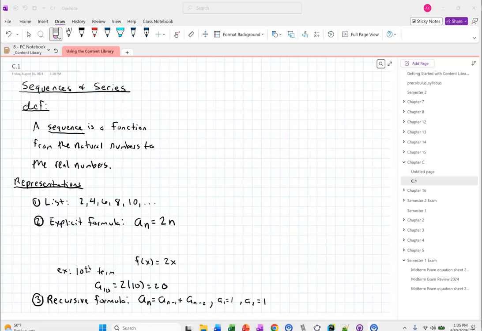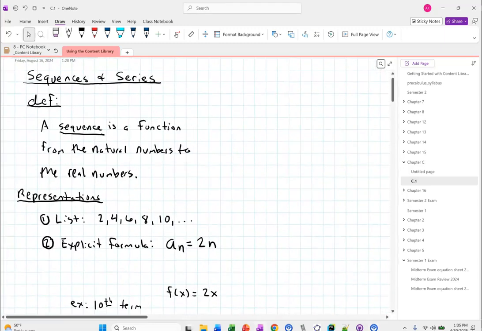So let's just start with some basic definitions. A sequence we define as a function from the natural numbers to the real numbers. When we say natural numbers, what are we talking about here? What's a natural number? Positive whole numbers, so 0, 1, 2, 3, 4. No negatives, no decimals. Everybody's okay?